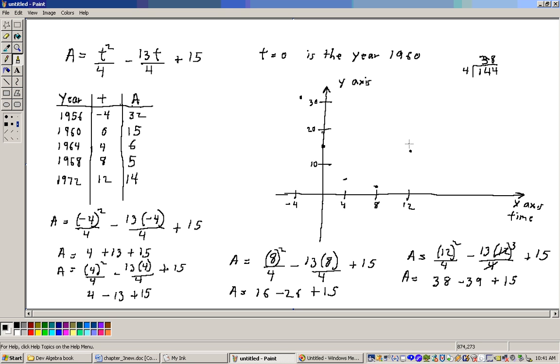So what do we get? We get a graph that looks something like this here. And that should do it. That graph's just going to continue up, and that's your parabola looking shape. So we'll stop right there for this section.